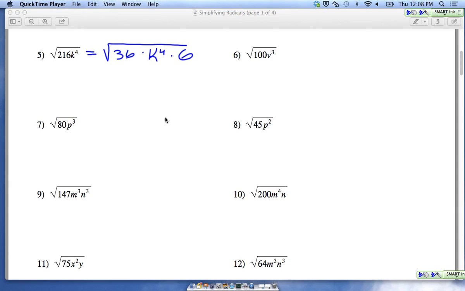The square root of 36 is 6. The square root of k to the fourth, divide 4 by 2, so the square root of k to the fourth is k squared. The only non-perfect square is 6, so that becomes your simplified answer.